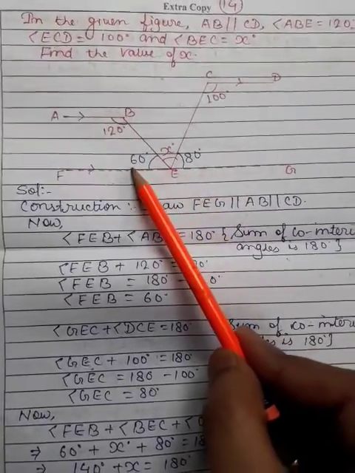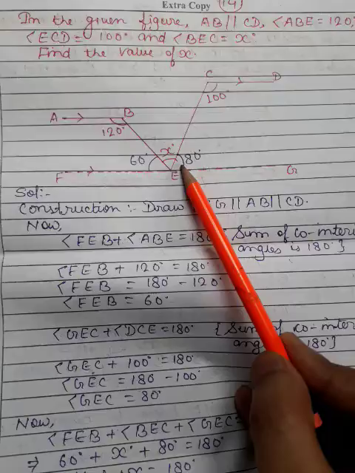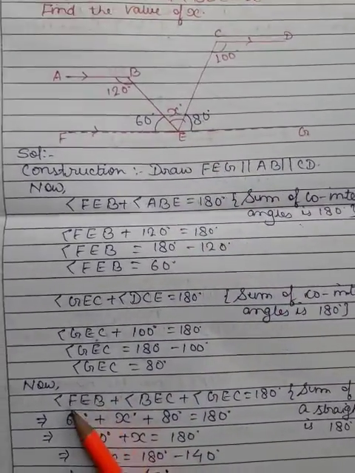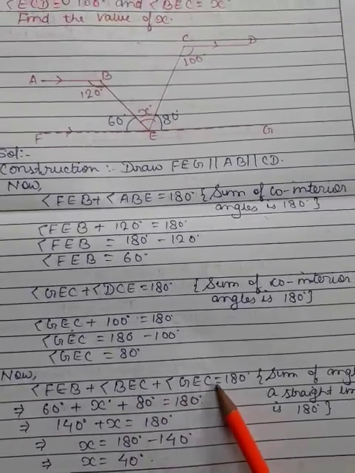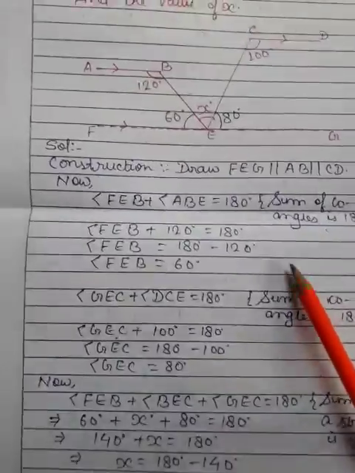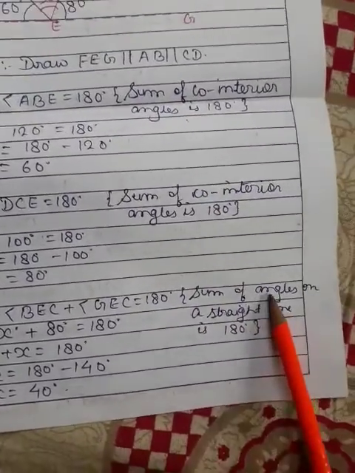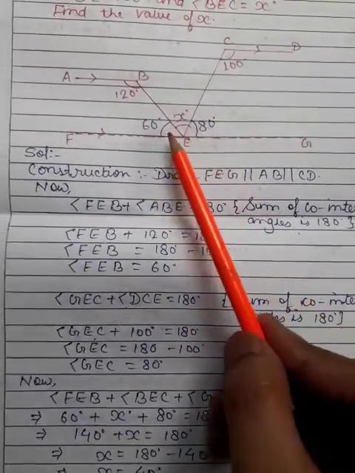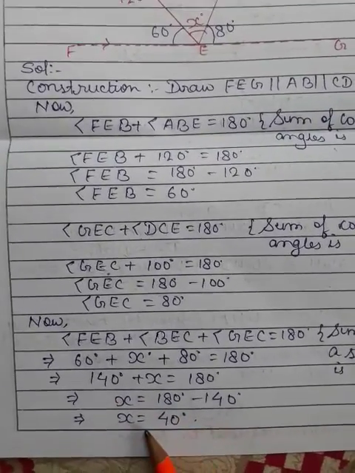Now we got 60 degree, we got 80 degree, and this is our X. We know that this is a straight line. So angle FEB plus angle BEC plus angle GEC equal to 180 degree, because sum of angles on a straight line is 180 degree. We'll put the value and solve, and we will get value of x equals to 40 degree.